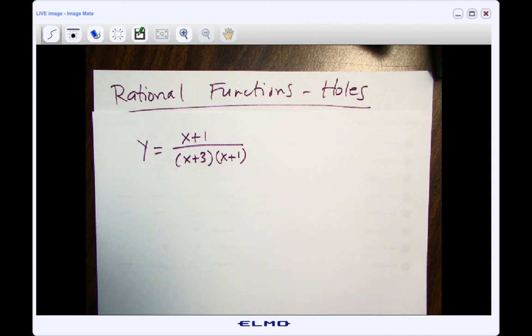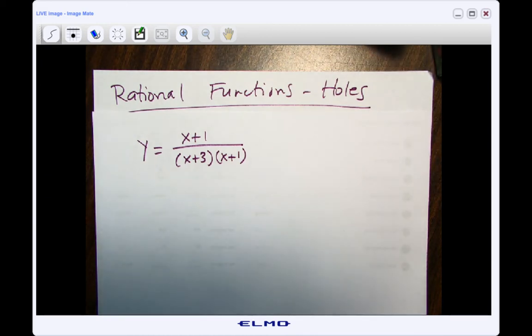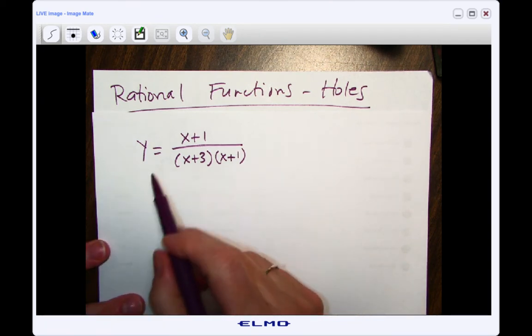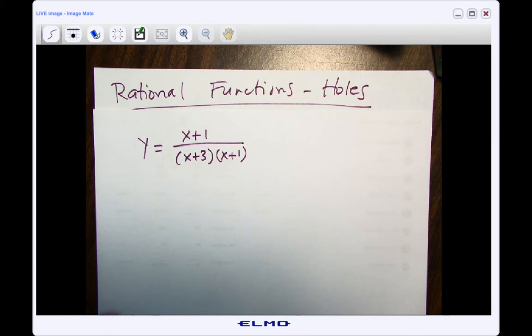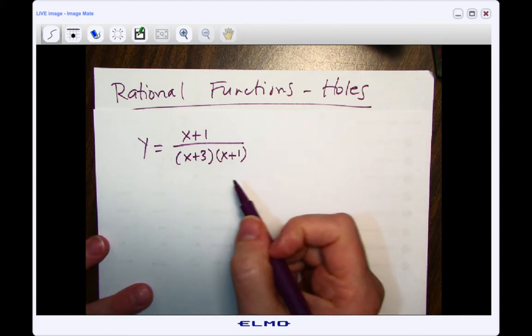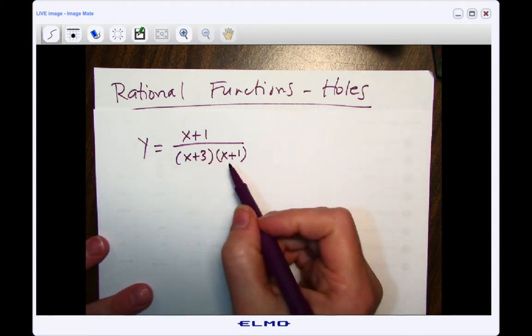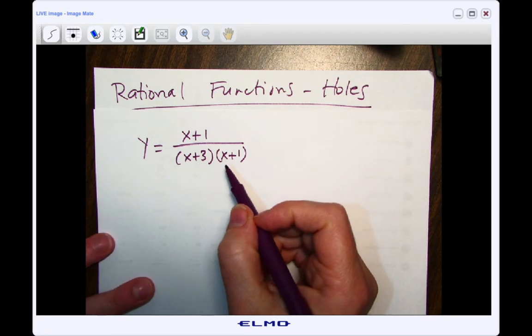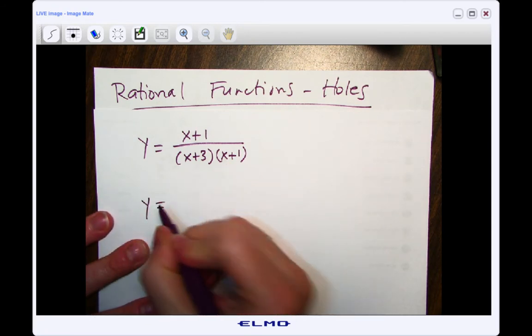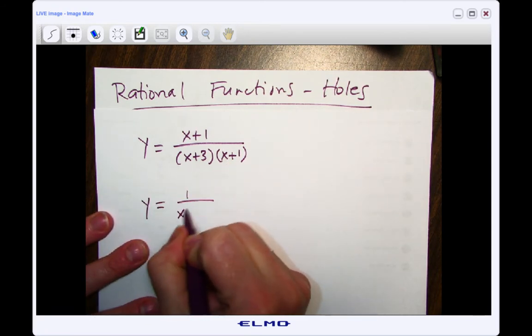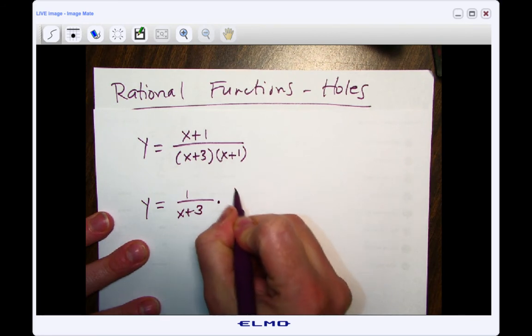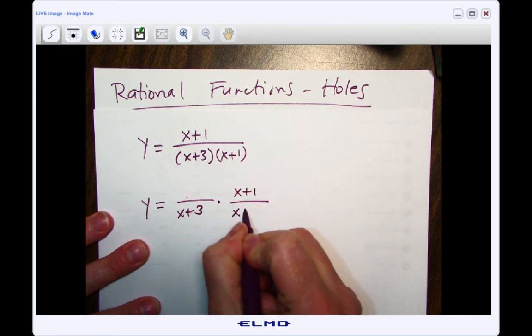Okay, this video is going to talk about how to find holes of rational functions and what it means to be a hole. Okay, so we're going to start with this rational function for a moment. And I'm going to think about this for a second as a little bit different. I'm going to write it this way because I think it'll help us to understand the idea of a hole.